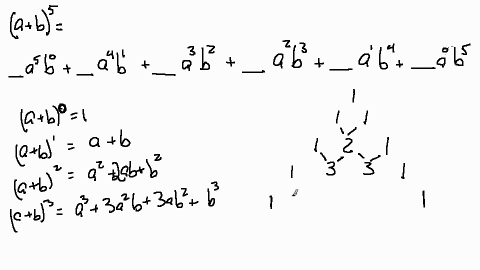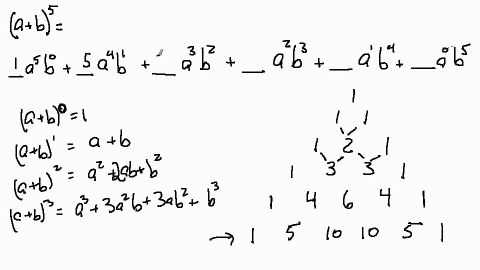So if I want to figure out what a plus b to the fourth is, well, 3 plus 1 is a 4. 3 plus 3 is a 6. 3 plus 1 is a 4. If I want to figure out a plus b to the fifth, I get a 1 there and a 1 there. This is 5. This is 10. This over here is 10. And this is 5. So in fact, what I've just done is figure out the numbers to put in here. It would be 1, and then a 5, and then a 10, and then a 10, and then a 5, and then a 1.